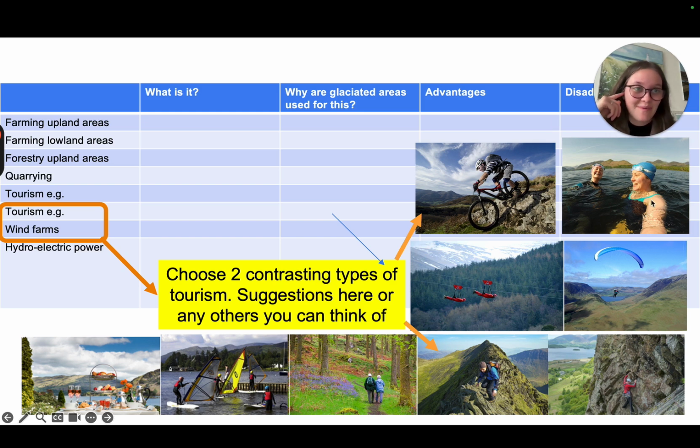Swimming, open water swimming in the lakes. There's also, I've forgotten the name for it, like diving and flying across the valleys in the Lake District. Zip World is also in the Lake District. Hiking, climbing, or leisurely walks, or even water sports activities as well. So choose 2 of them. Pause this video, fill it in, and then we'll move on.